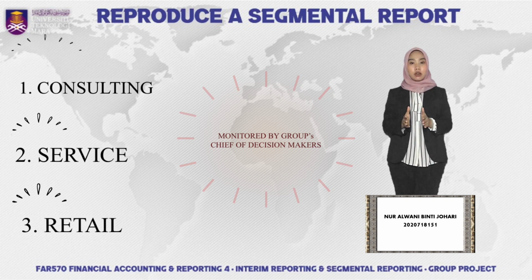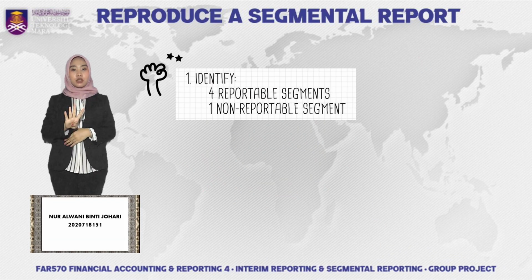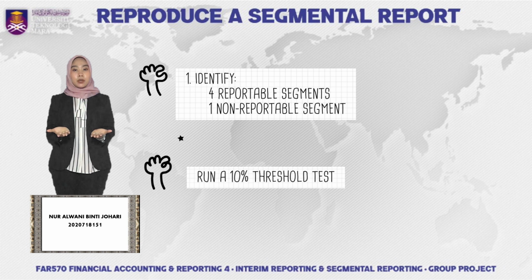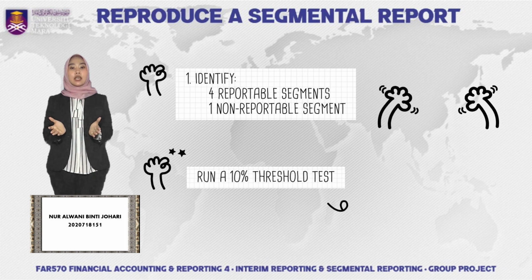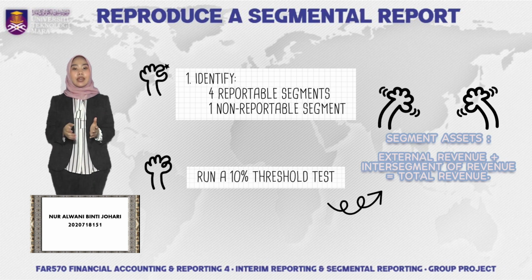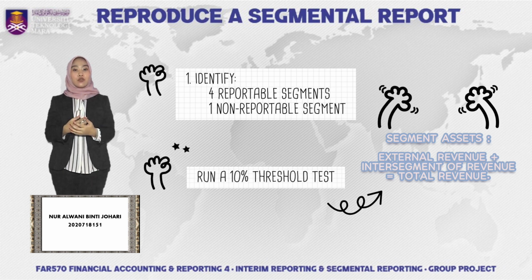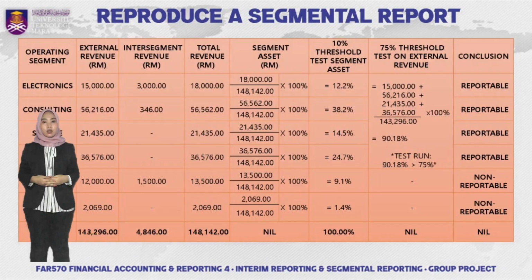adjusted segment reporting results. Firstly, we need to identify at least 4 reportable segments and 1 non-reportable segment from the operating segments. To figure out the reportable segments, we need to run a 10% threshold test on the operating segments. We choose to use segment assets, which consist of external revenue and inter-segment revenue, resulting in the total revenue. We need to find the total revenue for each of the operating segments.